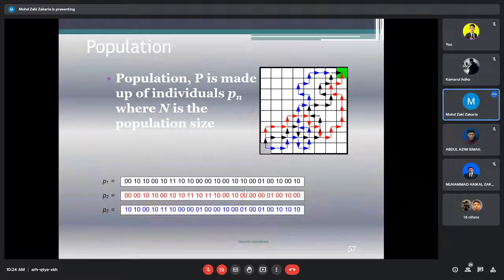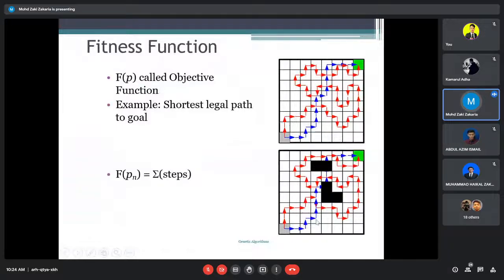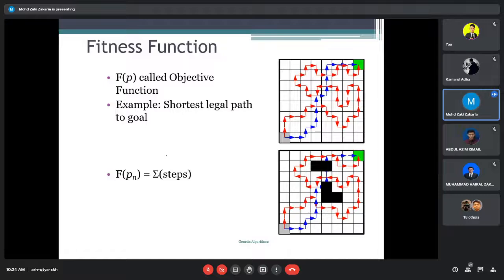Okay, I'll go back to the population. This is the sample example of the movement of the arrows, black color, blue color, and so on. Based on these arrows, we can represent the movement like this, 011000 and so on. And this is the fitness function. Fitness function means we consider the minimum step. Minimum, not maximum. Minimum means the best chromosome, the minimum movement. So we need to find the shortest chromosome for this case.